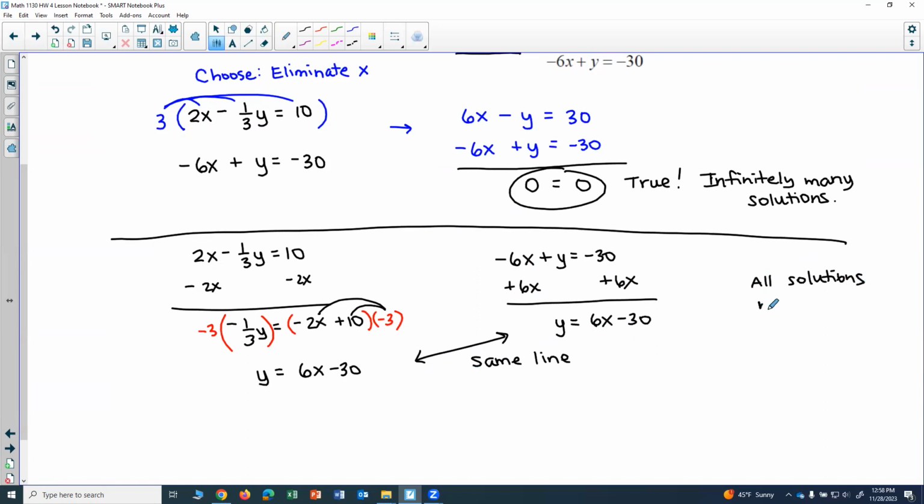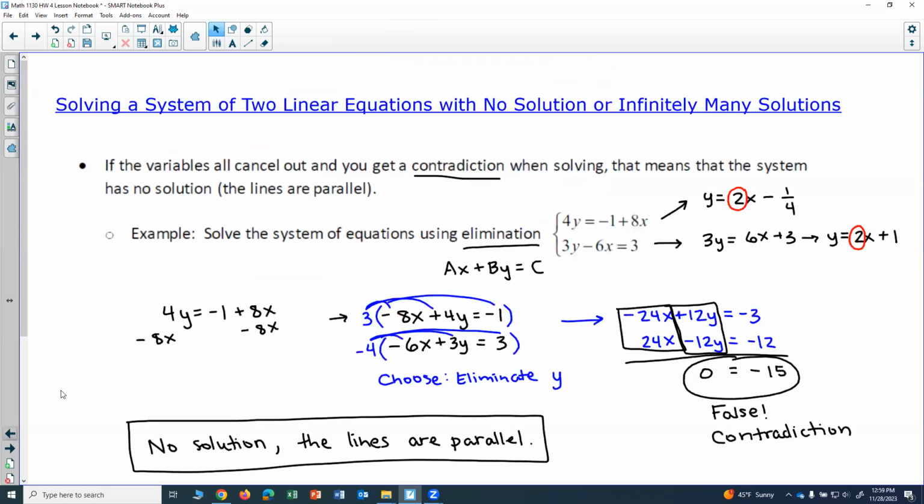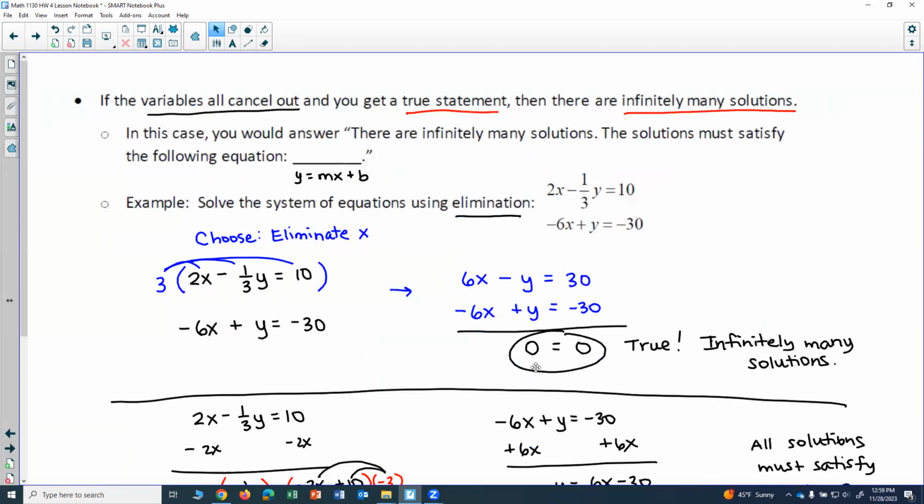So all solutions must satisfy y equals 6x minus 30. And that's how you check to make sure there's actually infinitely many solutions, is solve for y. Get in the form y equals ax plus b. So remember, for no solution, it's when you get a contradiction, like 0 equals -15. For infinitely many solutions, it's when you have a true statement, like 0 equals 0.